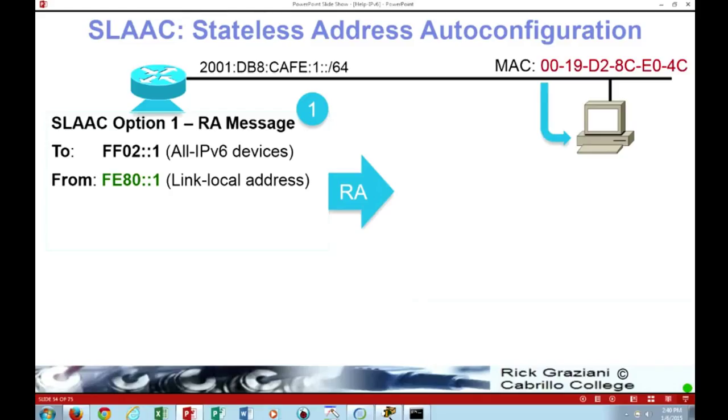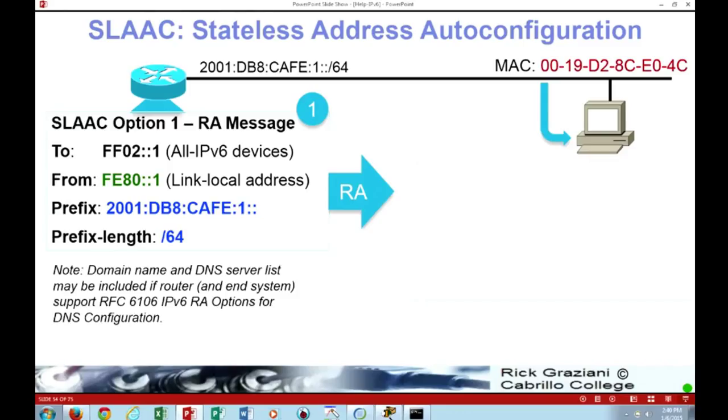You can see, so this is the IPv6 header. In the router advertisement message, it says, hey, this is our network. This is our prefix. And guess what? Here's our prefix length. That goes out to all IPv6 devices. Now, this router advertisement could also contain the domain name and a list of DNS servers. Let's say it's not in this case, but it could.